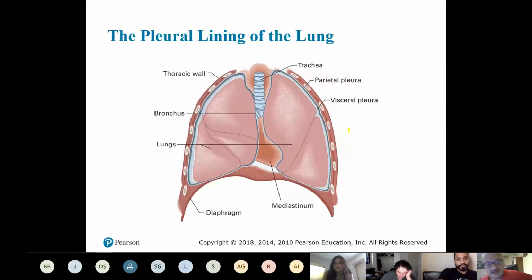Now, the lungs themselves have sacs. Remember earlier we talked about the collapse of the lung? Now, do the lungs move? Yes, they do. When we inhale, they get bigger. When we exhale, they get smaller.